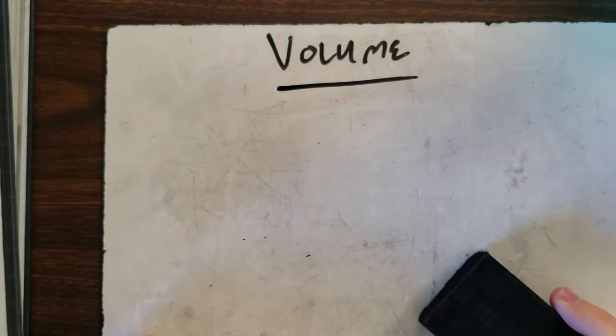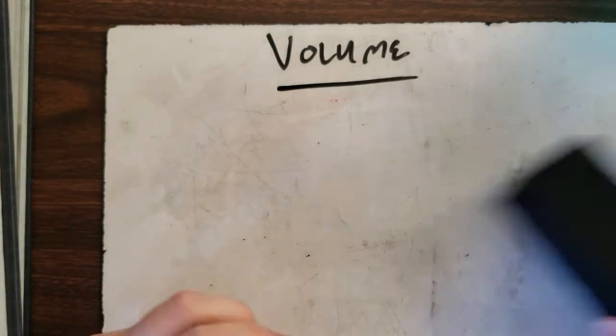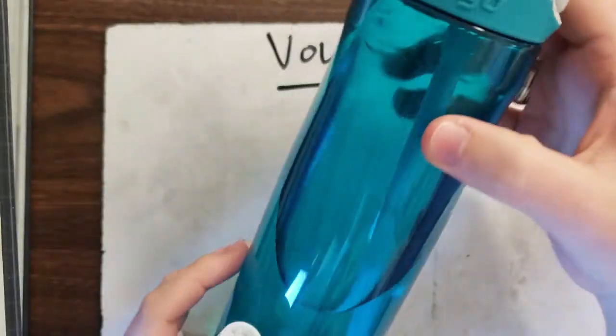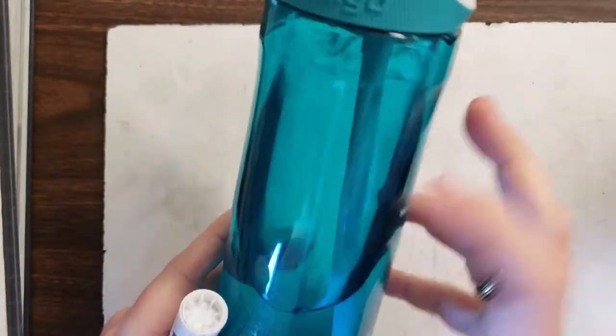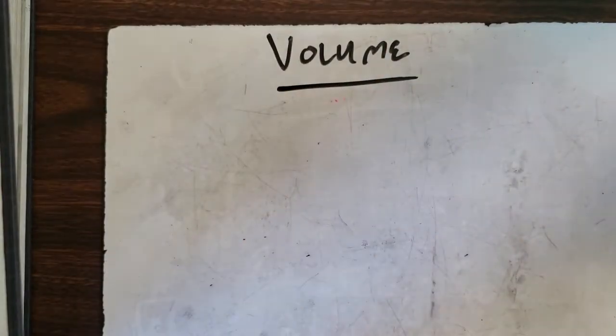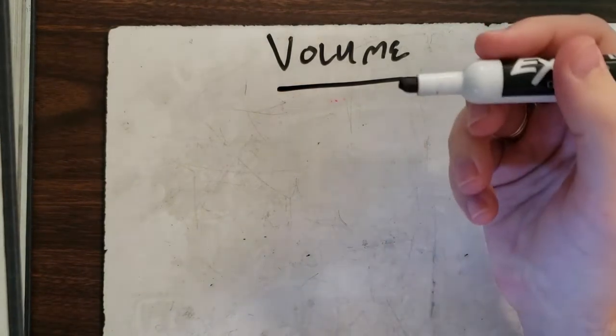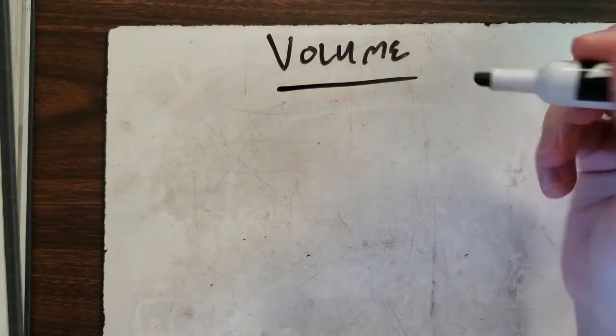Okay, so if we look at this water bottle, right? The surface area is on the outside of everything. The volume is how much can this water bottle hold? How much is on the inside? Okay, so three shapes we have for volume. Oh, actually we have four shapes. Okay, so our first shape we're gonna do is our box.